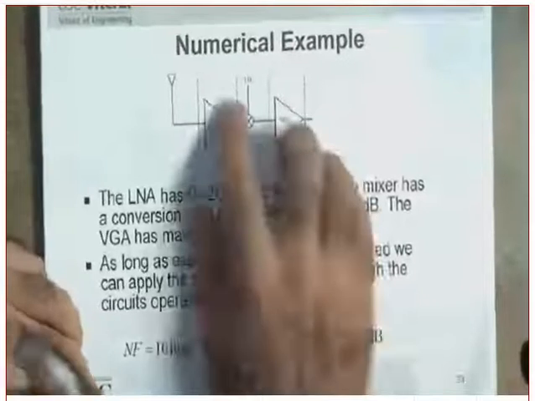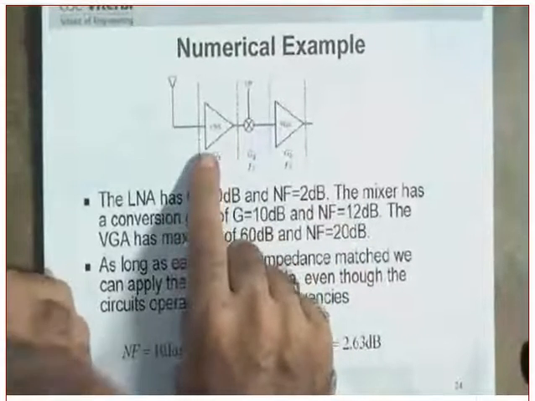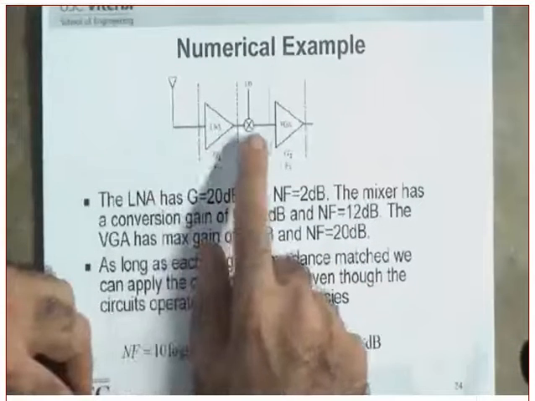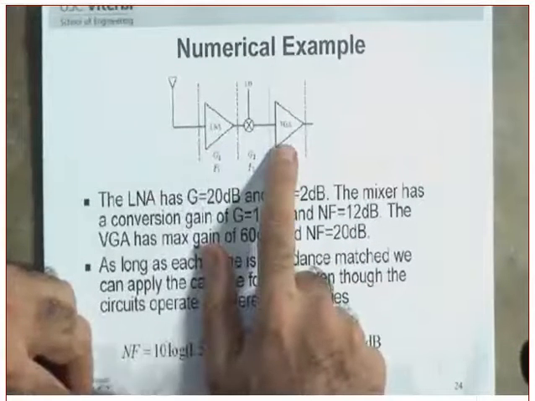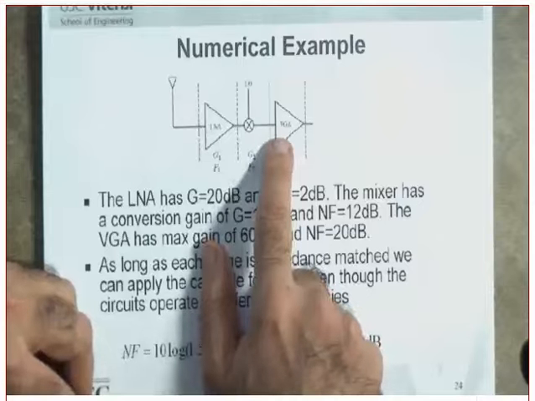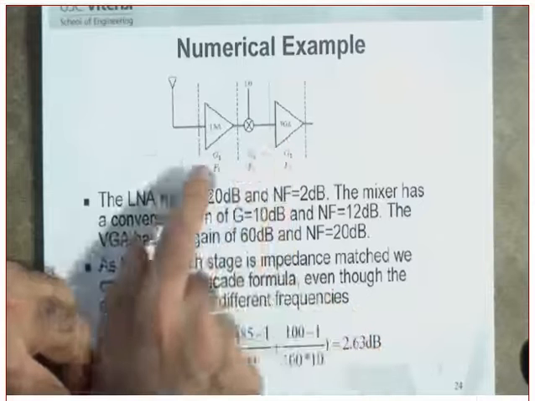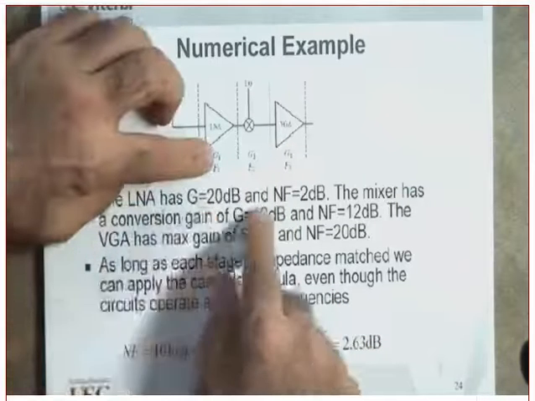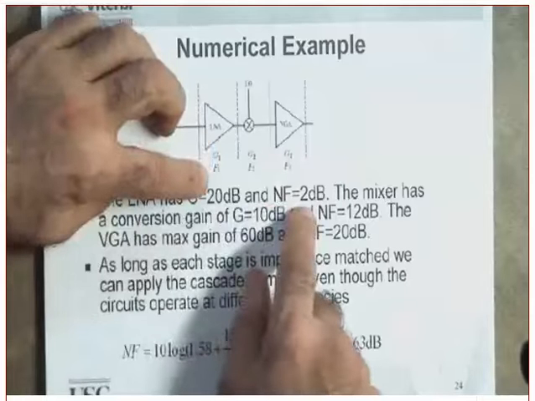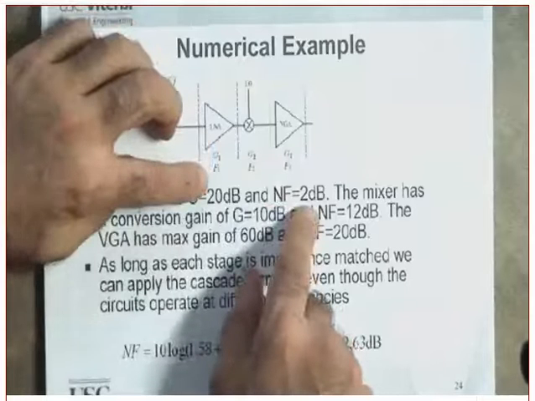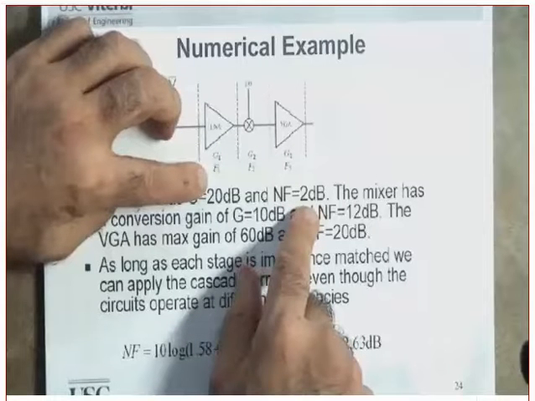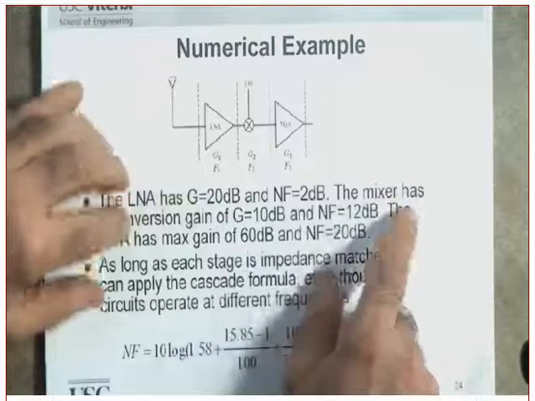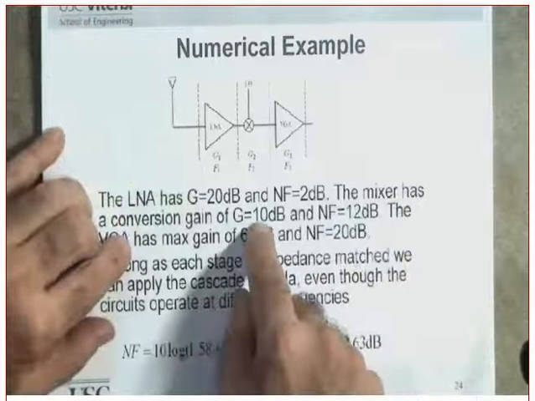We have a cascade of the LNA and a mixer and a VGA. What is a VGA? The variable gain amplifier. Now, the question gives you the following: the LNA has a gain of 20 dB. Noise figure is 2 dB. Relatively small. You follow me or not? Relatively small. The mixer has a conversion gain of 10 dB.